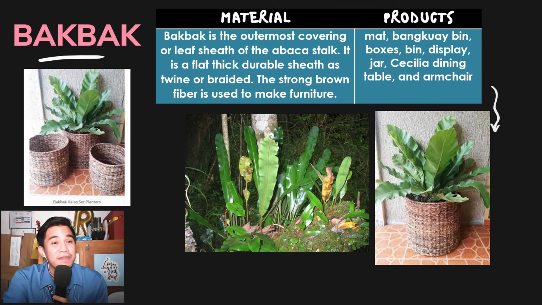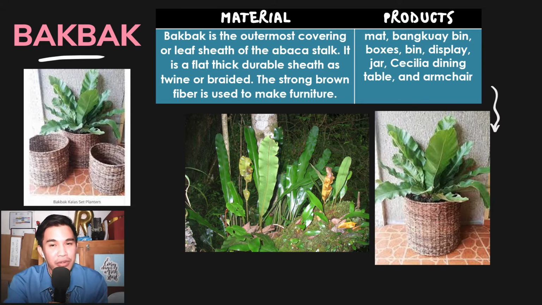Next is Bakbak. Are you familiar with Bakbak? Siguro most of you don't know what Bakbak is when you just hear the word, but when you see the plant itself, I know you can recognize it. So example of a Bakbak is the one that you can see on the slide right now. So Bakbak is the outermost covering of leaf sheath of the Abaca stalk, and it is a flat, thick, durable sheath as twine or braided. And the strong brown fiber is used to make furniture.